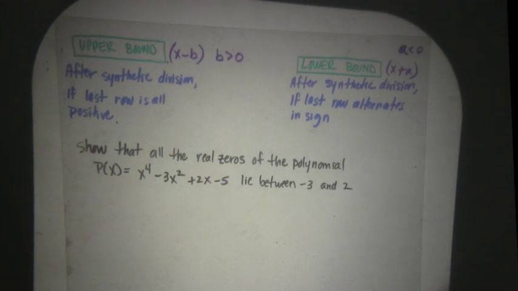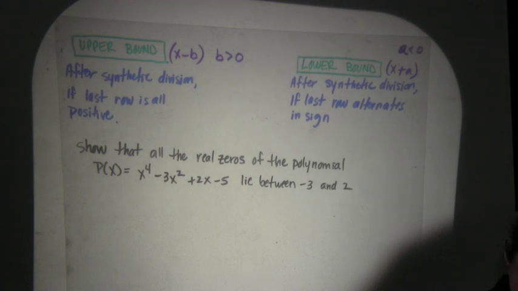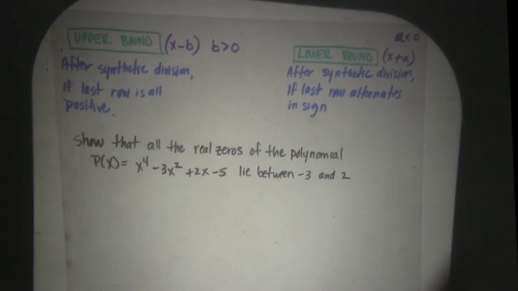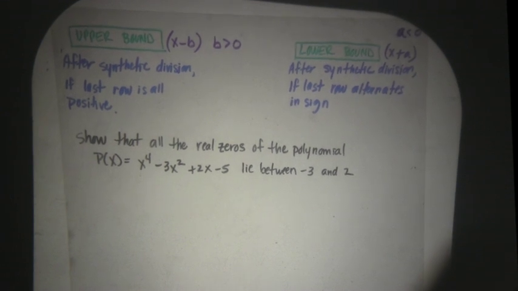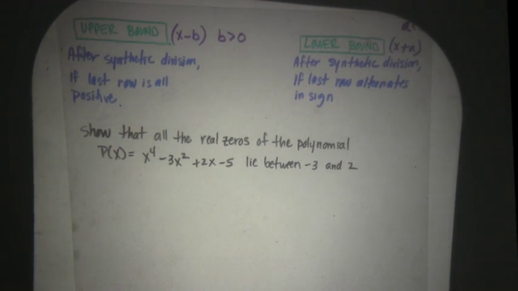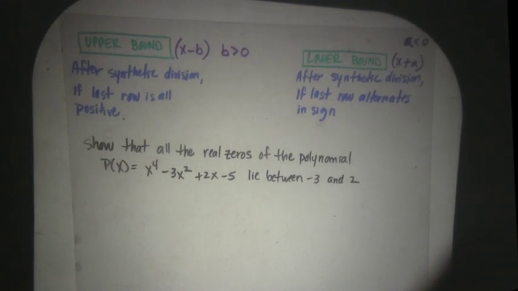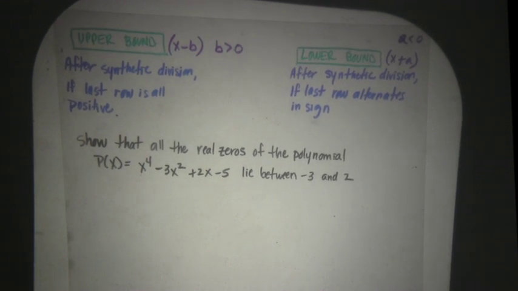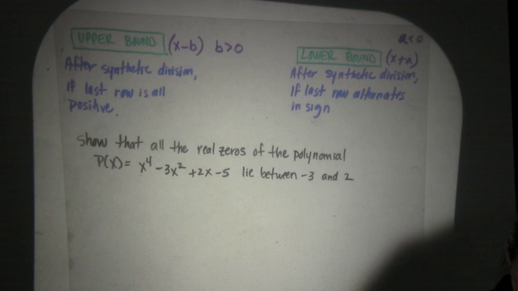So what this means is that if you divide with synthetic division, and the last row, the row that includes the quotient and the remainder, has all positive entries, then we know that that value of b is an upper bound. And if it's an upper bound, we don't try any numbers beyond that number. And same is true for the lower bound. In the lower bound case, after synthetic division, if the last row contains alternating signs, then we know that number a is a lower bound, which means I don't try any numbers lower than it. So it narrows down my list.